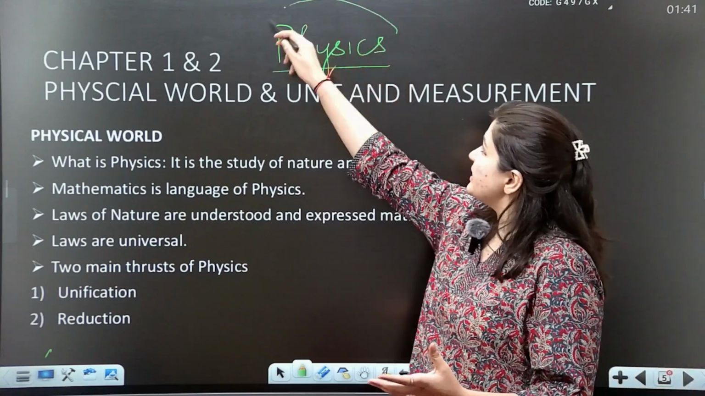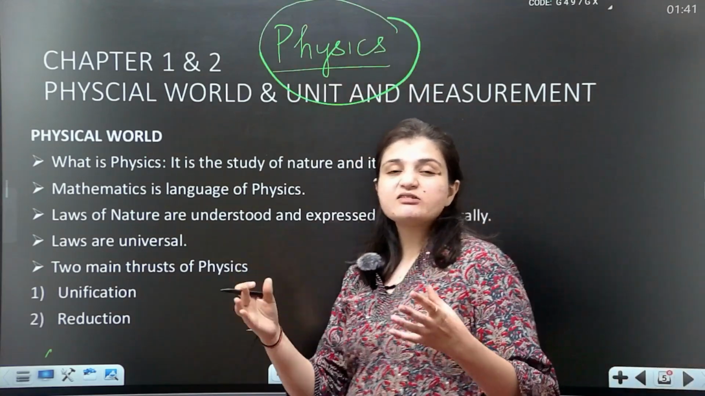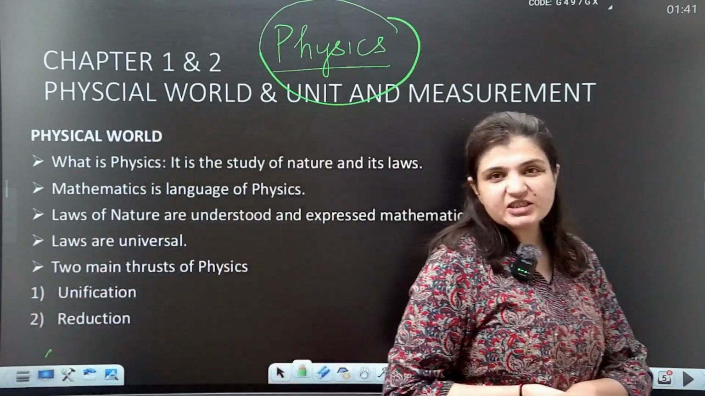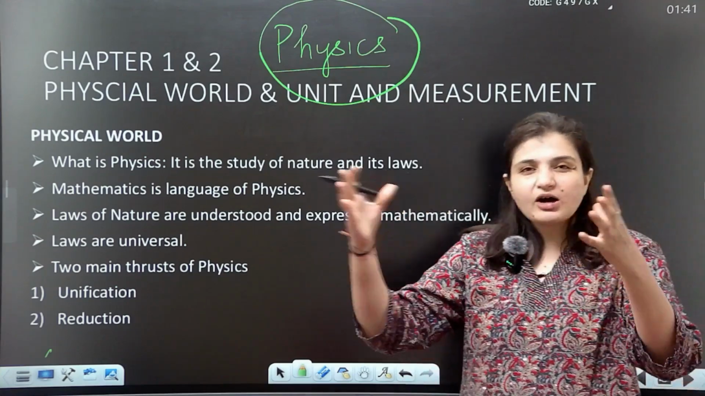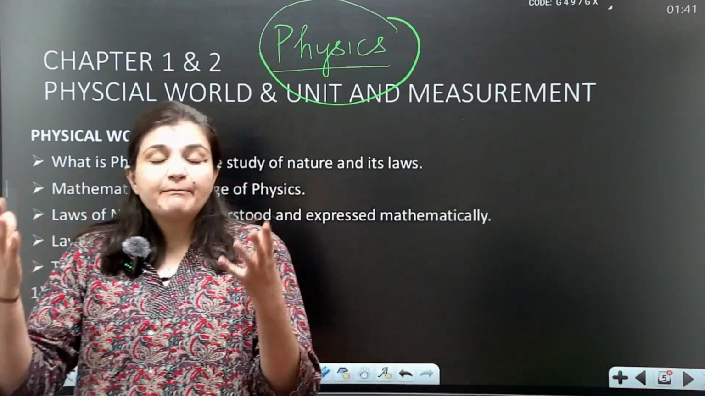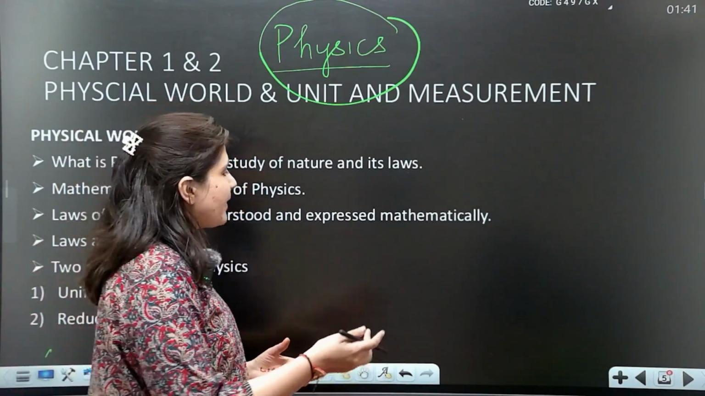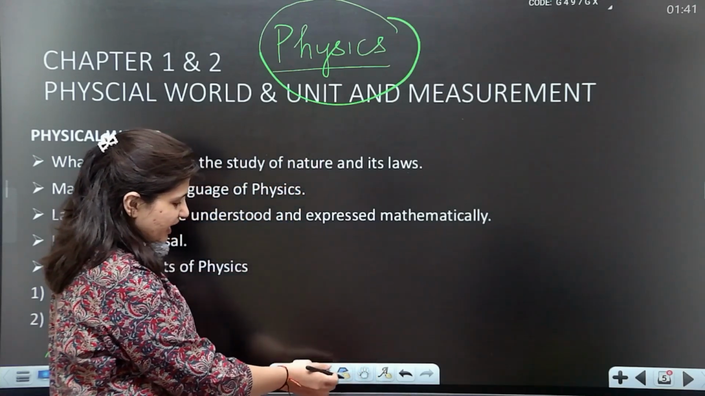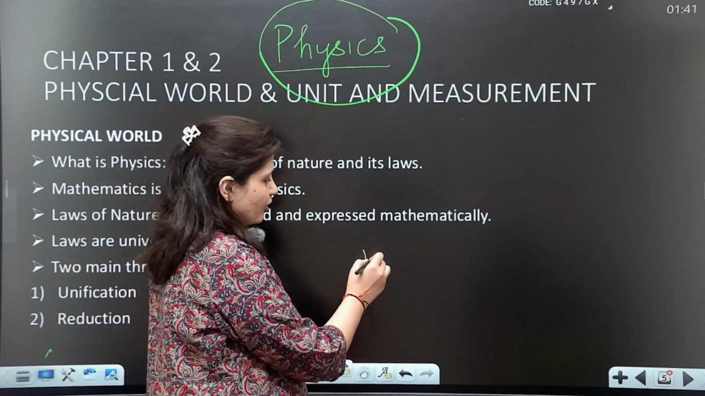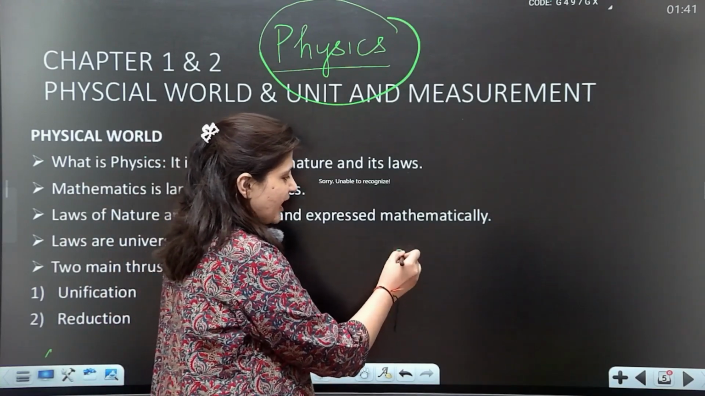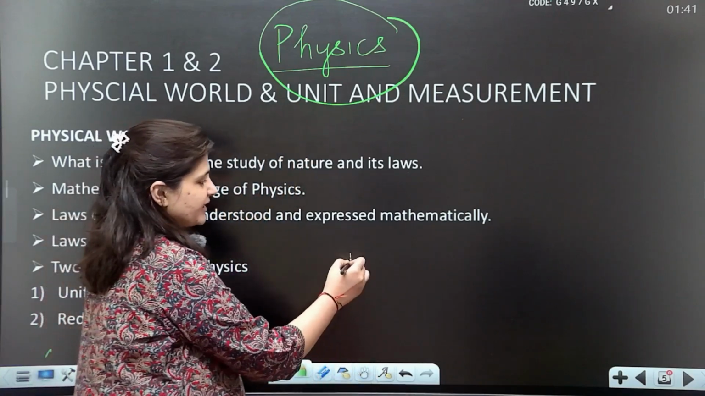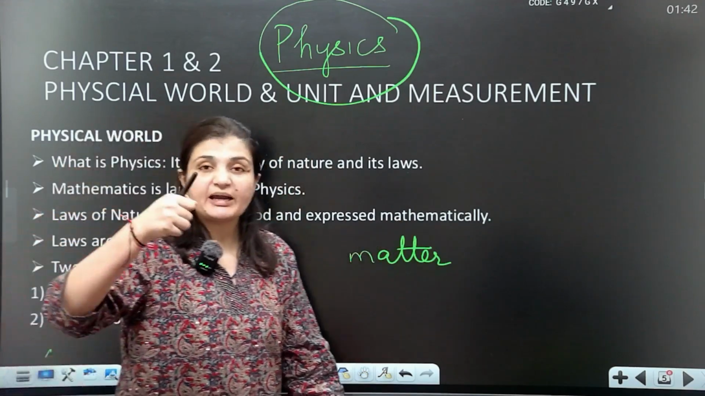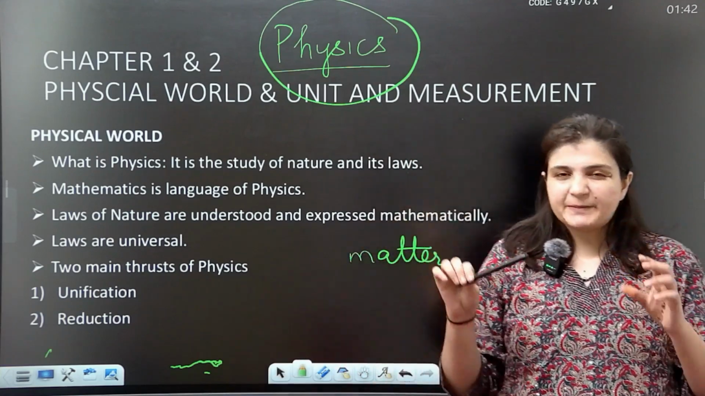Physics is basically a Greek word which derives from physis, which means nature. So in physics, we deal with nature, the laws of nature. We study matter. What is matter? Matter is anything that has mass and occupies space. Like this pen is matter because it occupies space.